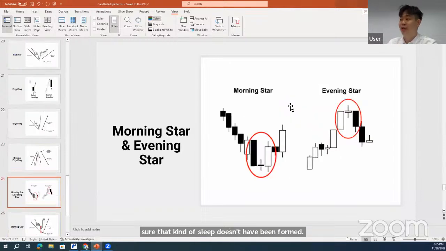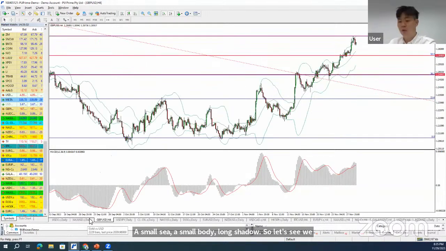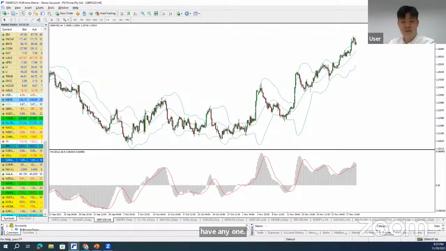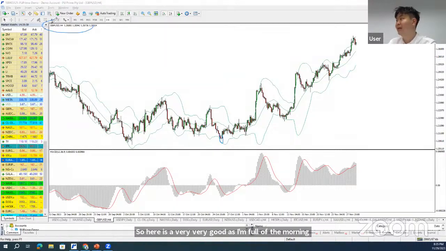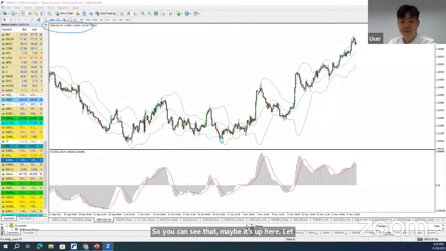trend reversal opportunity. Okay. Another thing is morning star. Morning star is very simple. It's just like a T, a small body, long shadow. So let's see if we have any morning star example. So here is a very, very good example of the morning star. This is a GBP USD. So you can see that maybe it's up here. Let me zoom for you.